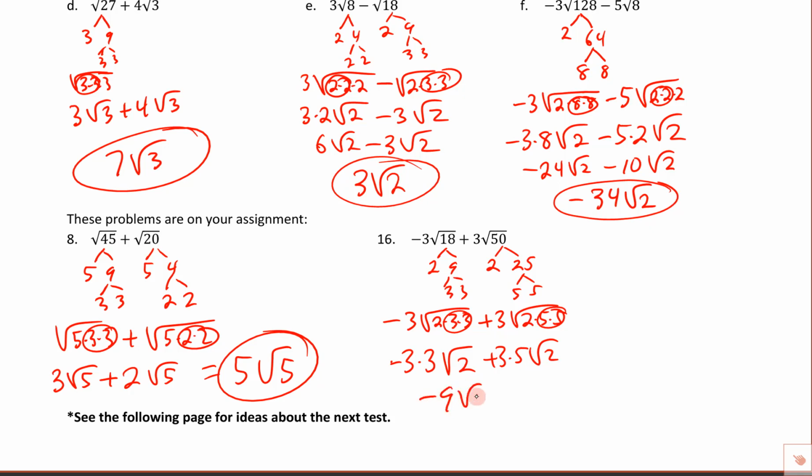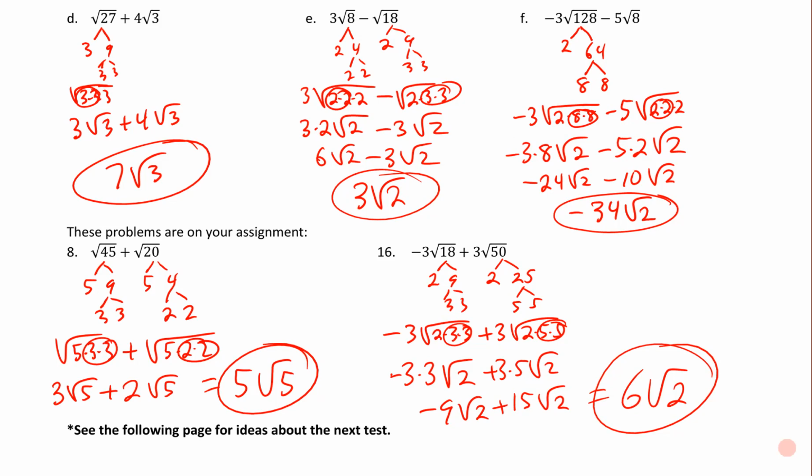So this is negative 9 radical 2. And let's see, this would be plus 15 radical 2. 3 times 5 is 15. So if I have negative 9 radical 2's and I add 15 radical 2's, again, they're different signs, so we're going to find the difference. The difference would be 6, and it's positive, so I get 6 radical 2. So I'm going to put a big circle around that, and we're all set to go.